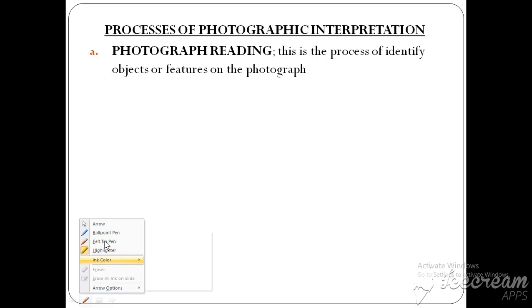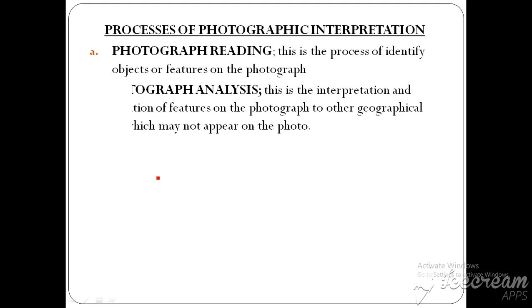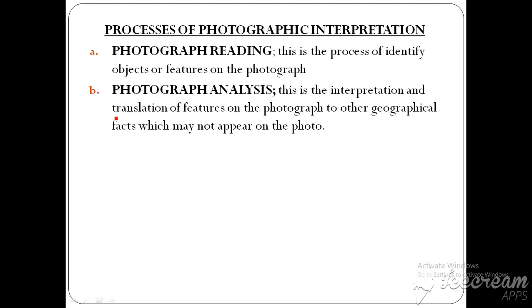Then from there we go to photograph analysis. You begin to analyze, to interpret the meaning of this feature. What is it for? What does it stand for? So we interpret and translate features to other geographical facts which may not be on that photograph. That is the last stage in photographic interpretation.